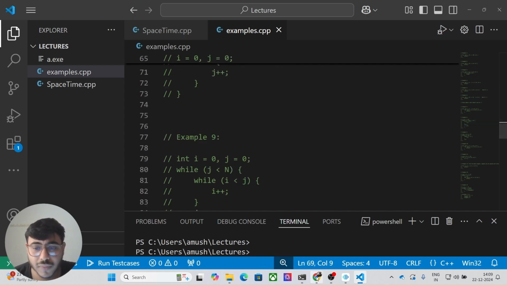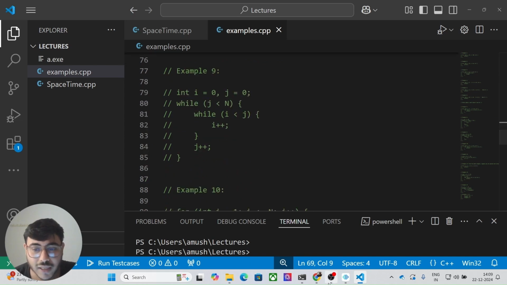Now we go to example number 9. In example number 9, we can see that I have a while loop within a while loop. Now you can try to pause the video for some time and solve this on your own, what the time complexity will be. A lot of people get confused that whenever they see two loops, they think, okay, two loops, so it's order n square. That is where I always say, do not be misguided by two loops. These things are very deceptive.